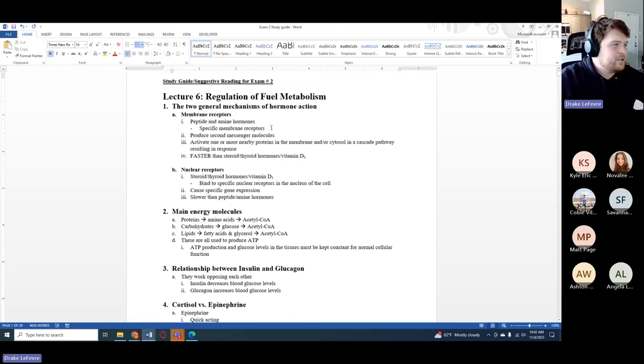Good. So talking about the two general mechanisms of hormone action, we have our membrane receptors and our nuclear receptors. Membrane receptors are for things like our peptide and immune hormones, which then produce second messenger molecules. Where's the beautiful picture for this? The cascade kind of reaction.